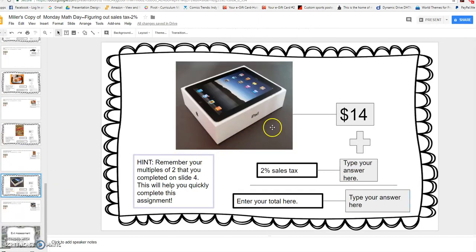My next example is this iPad. This iPad is going to be on sale for $14, with 2% sales tax. I would like for you to see if you can figure this out on your own. You should have figured out that the total price is $14.28 after the sales tax.